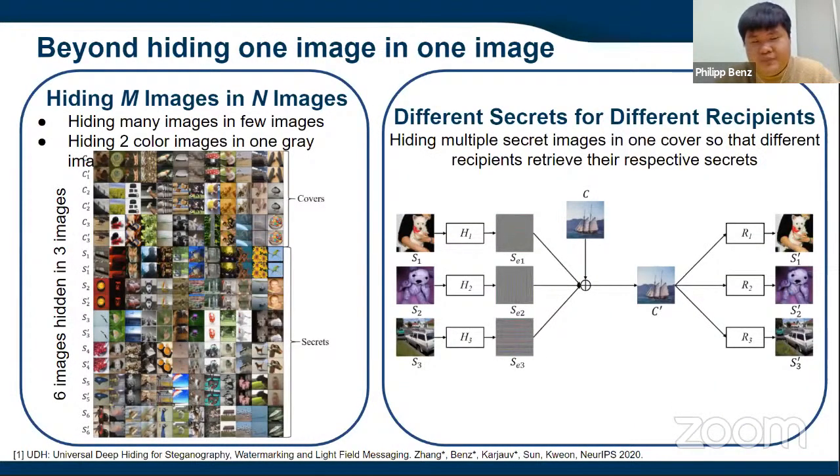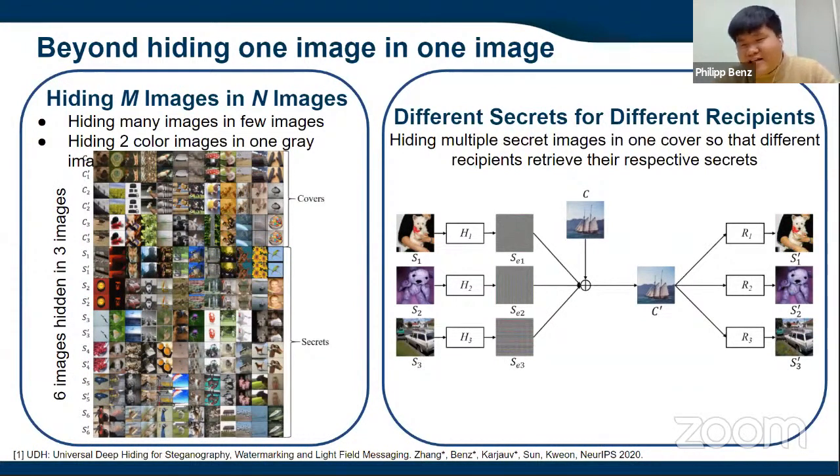And our proposed UDH framework is very simple and straightforward, but we try to apply it to different applications. For example, here for steganography, we experiment with hiding random M images in random N images. For example, we try to hide 6 images in 3 images. We also experimented with hiding 2 color images in one single gray image. And for humans, you cannot see the difference.